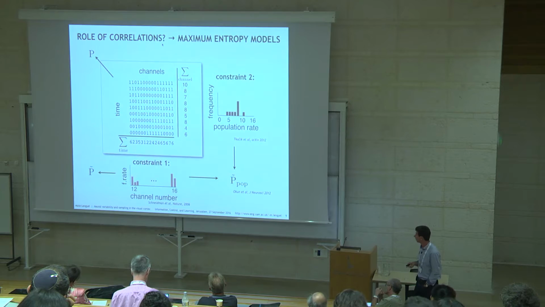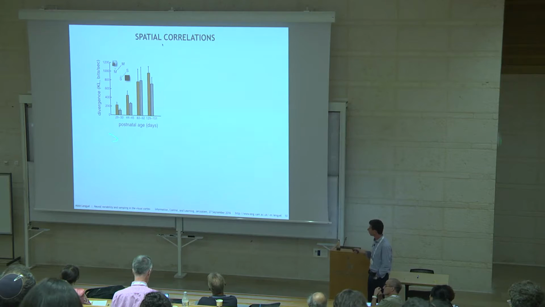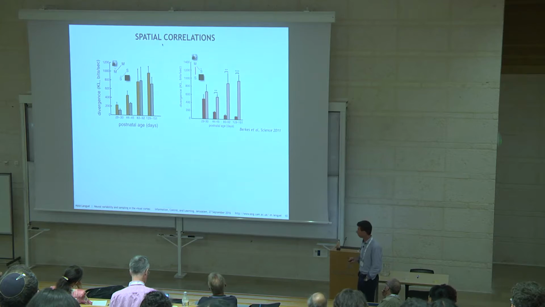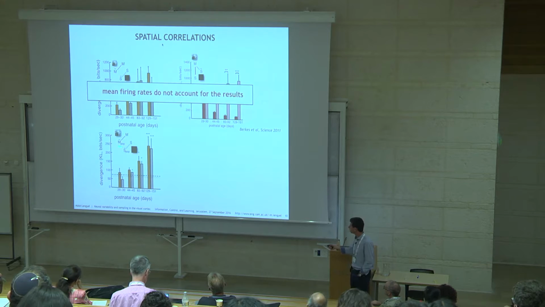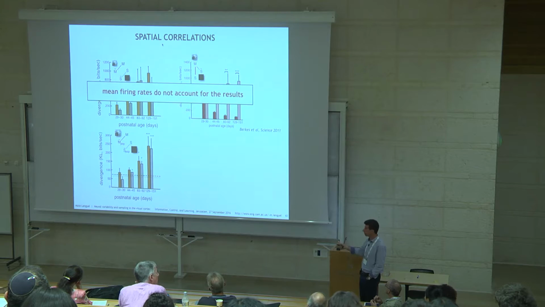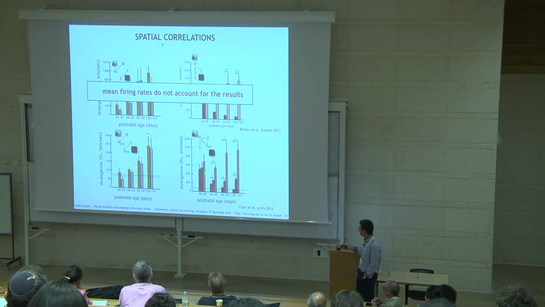And to cut a long story short, we see that correlations increase over development, both in movie evoked and spontaneous activity, and their role in matching correlations between movie evoked and spontaneous activity also becomes increasingly more important. So mean firing rates do not account for our main results, and we can use this more sophisticated control suggested by Okun et al. And essentially the main results are again the same. Non-trivial correlations increase over development, both in movie evoked and spontaneous activity, and their role in matching movie evoked and spontaneous activity again increases over development.